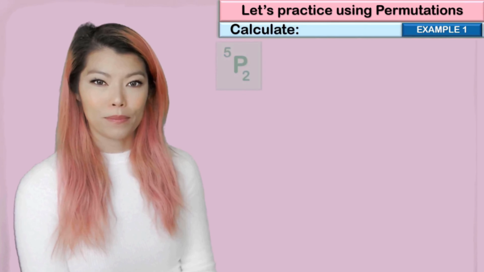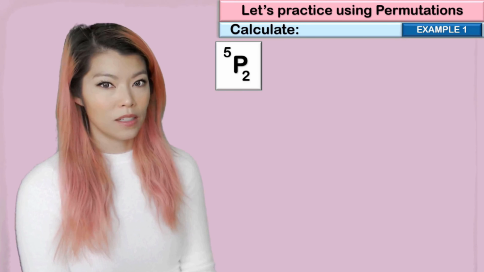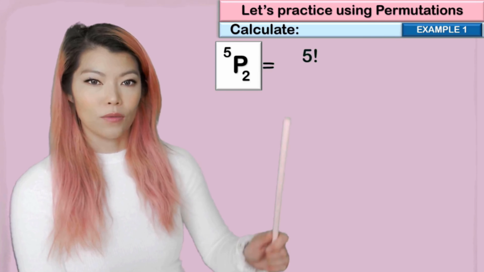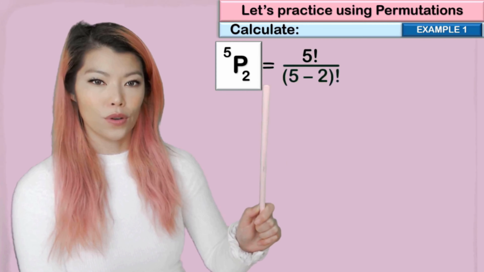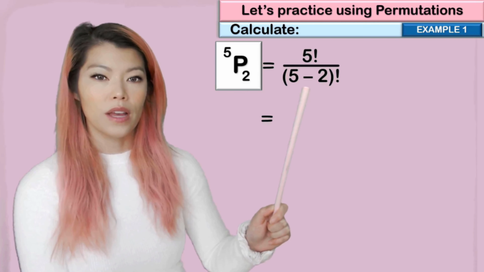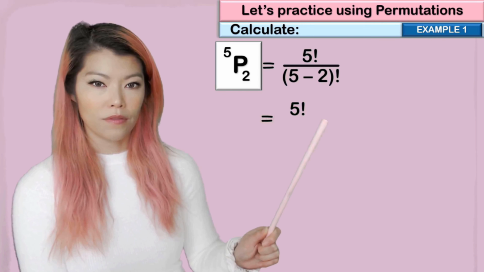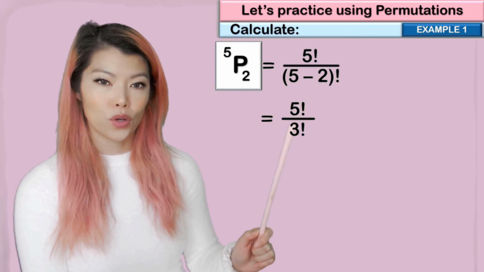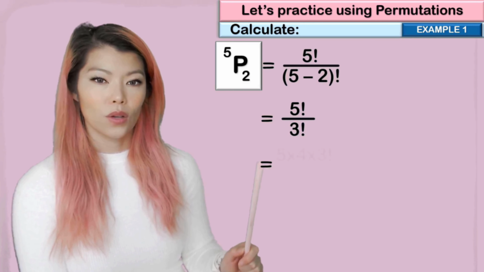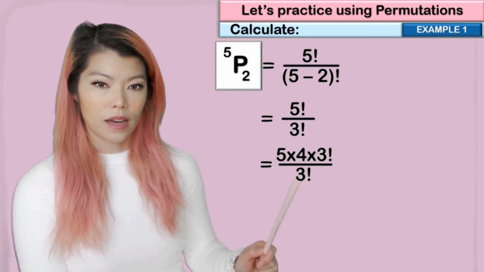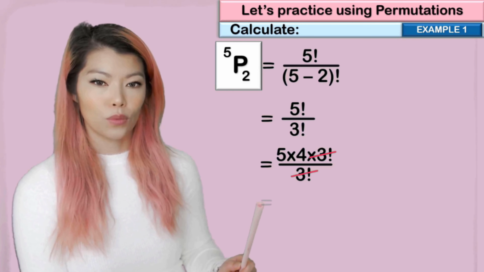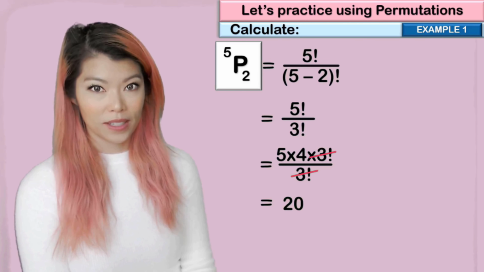So let's do an example. Calculate 5P2. So we would write what we did before, so 5 factorial over 5 minus 2 factorial, and evaluate it. So 5 factorial over 5 minus 2 is 3 factorial. So the 3 factorials would cancel out, and we would have 5 times 4, which is 20.